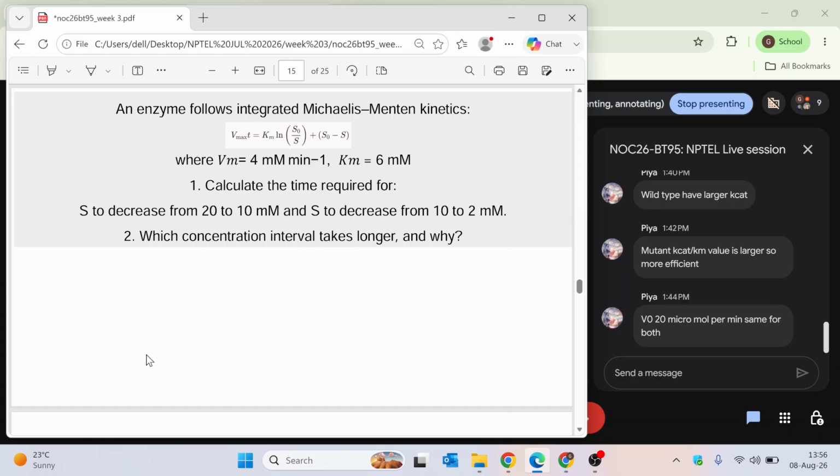I hope I was not fast with the previous question. It was very simple, based on substrate inhibition. Now you can try this. If you want me to repeat that question, you can just post in the chat box so that I'll go back and repeat.